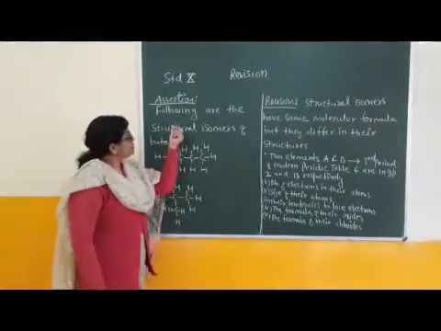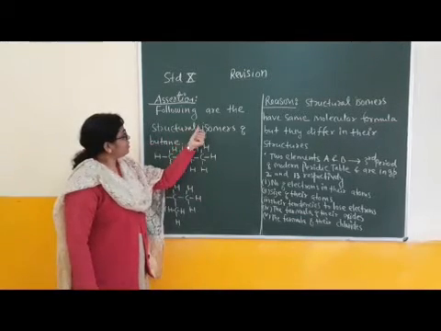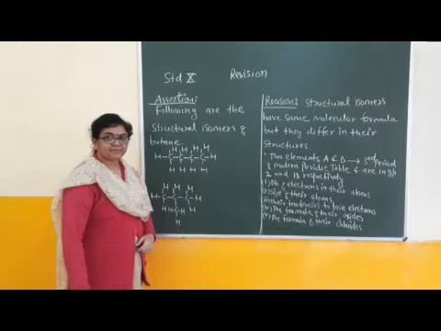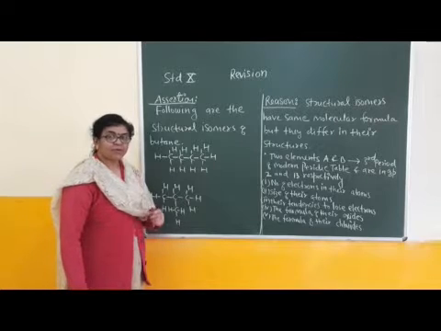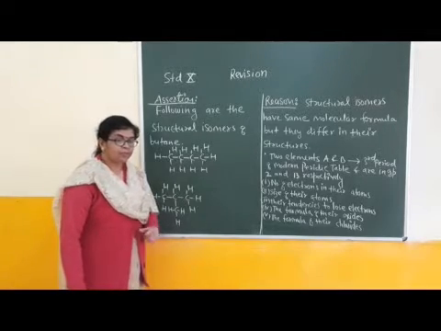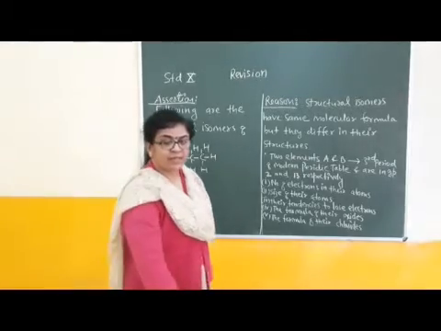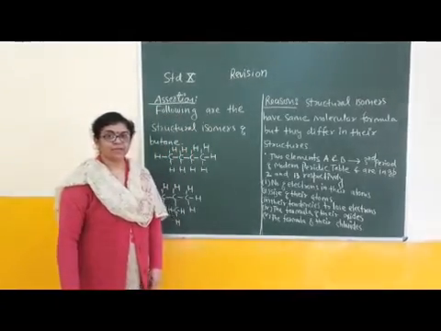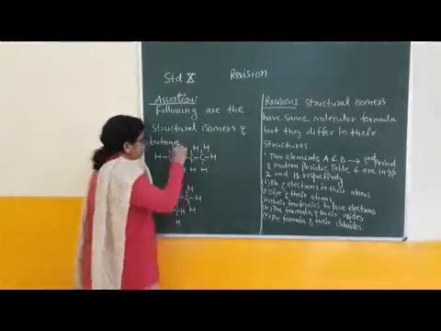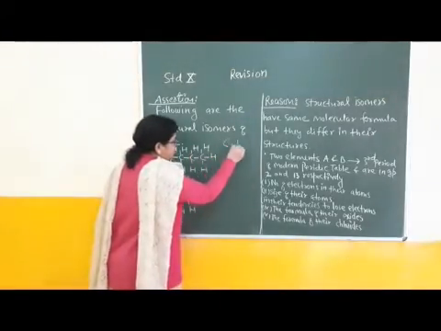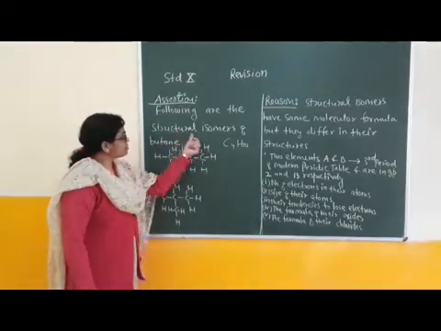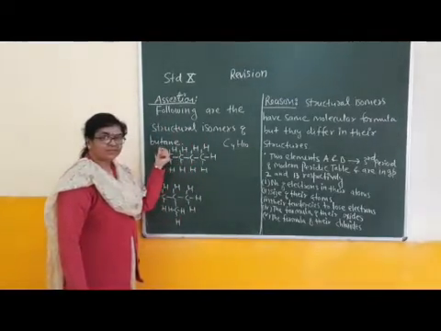Now children, in assertion what is given? Following are the structural isomers of butane. What is its molecular formula? But means 4 carbon atoms. A-N-E indicates single bond between carbon atoms. Molecular formula of butane is C4H10.